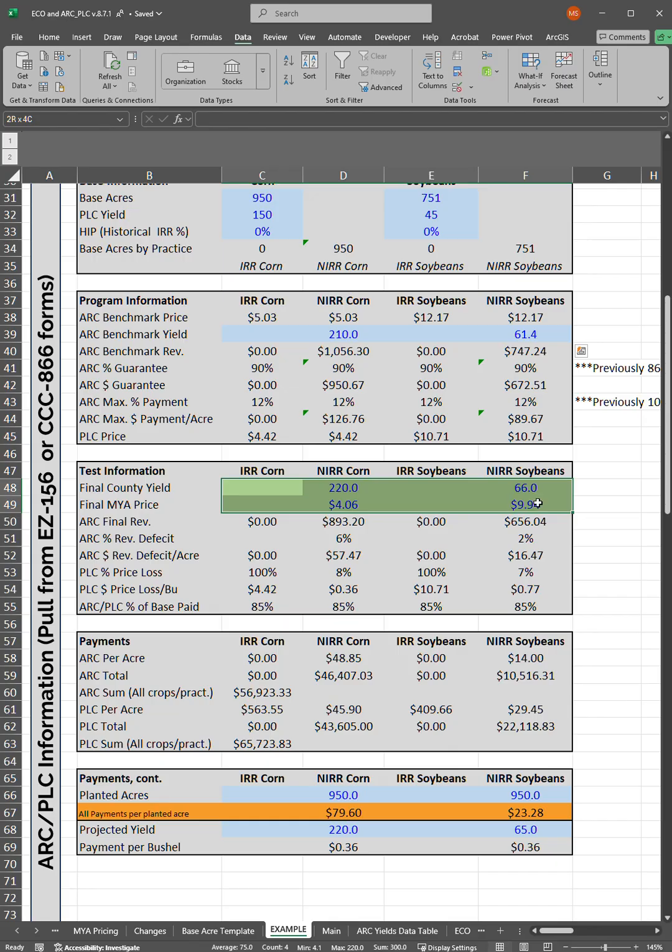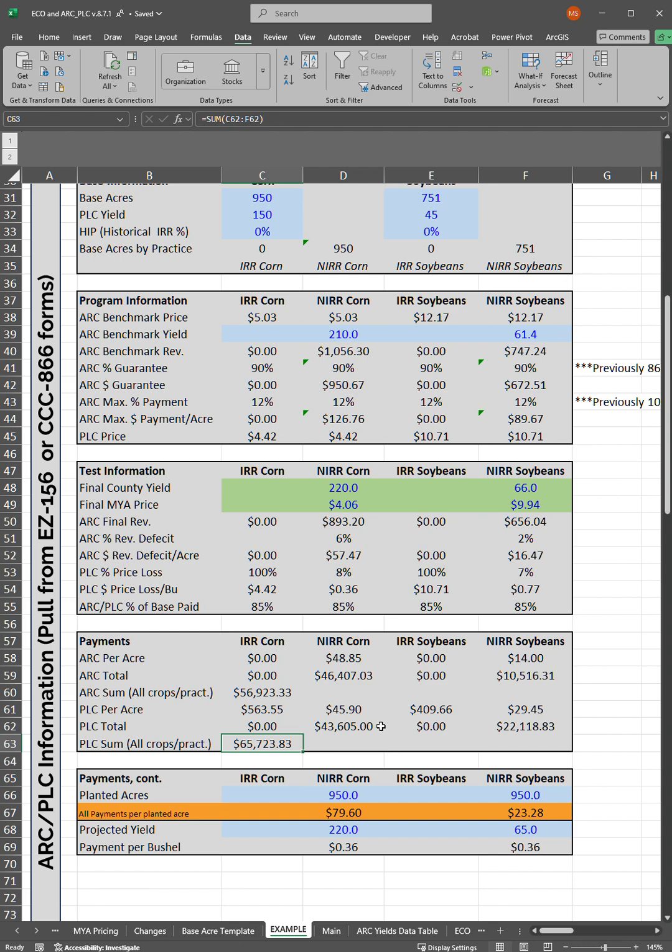And then again, some assumptions. So with those same values flowing down into this chart, we're going to figure that this county gets a 220 at the end of the day, and that their final marketing year average is 406, which is where the market is at right now. All of that said, it's giving us payments of ARC County of 56,000 and PLC of 65,000.